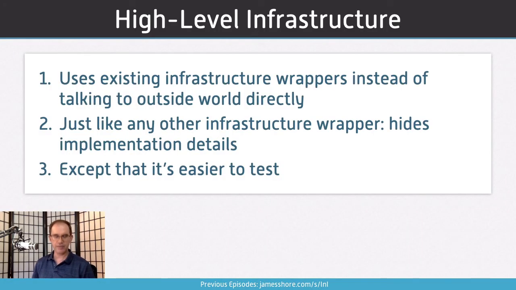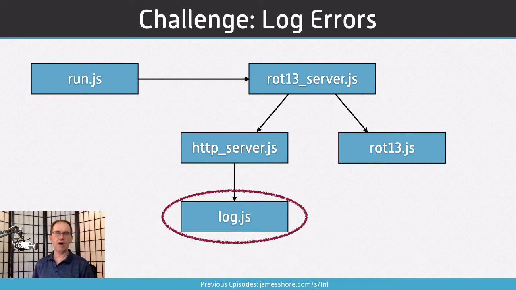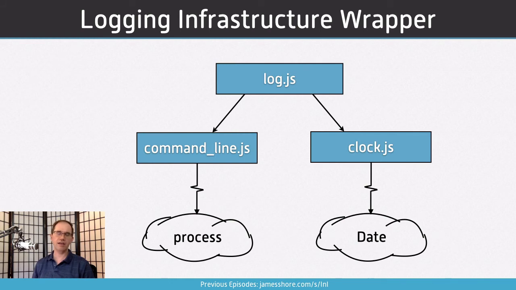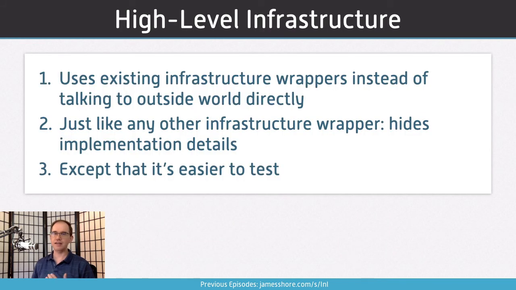So what we've done here is we wanted to have our HTTP server log errors. So what we did was we built a high-level log infrastructure wrapper. And a high-level wrapper is just like a regular infrastructure wrapper, except that it uses the existing infrastructure wrappers instead of talking to the outside world directly. And we built the track output in this, although we could have just used the underlying command line's track output. We built our own track output so that we could hide the implementation details and provide a more convenient way of testing the log. And because we were using the low-level infrastructure, it was super easy to write and test the implementation of log.